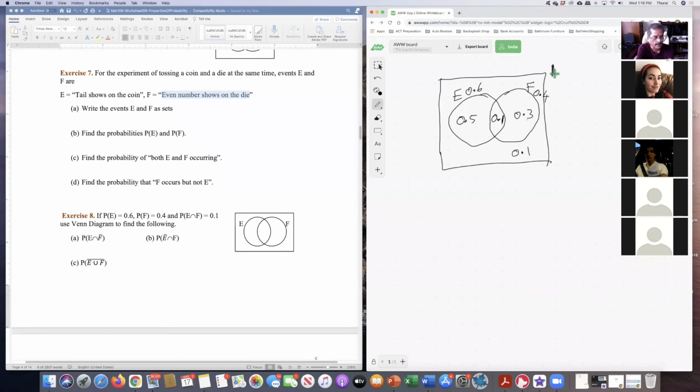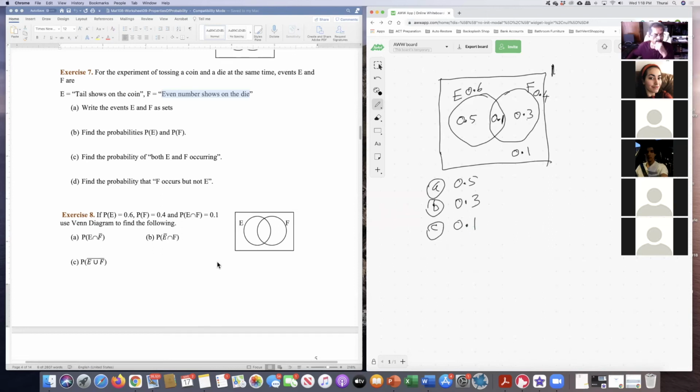Okay, so now we have all the numbers. We can start answering the question. What is the answer to the first question? E intersection F bar. 0.5. If anybody is not following me, please feel free to ask the question. Part B is 0.3. That's the right side of F, 0.3. Part C is 0.1. So there's 0.1 probability for neither E nor F to occur.